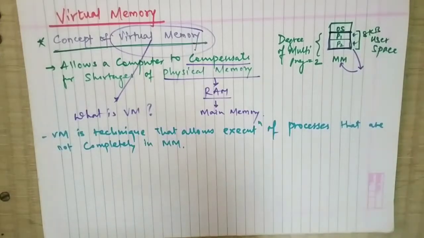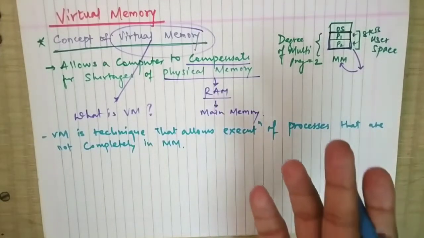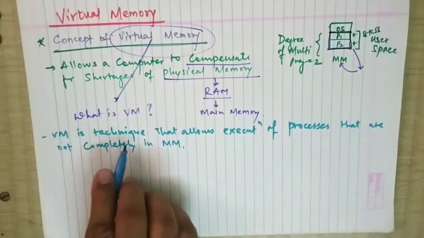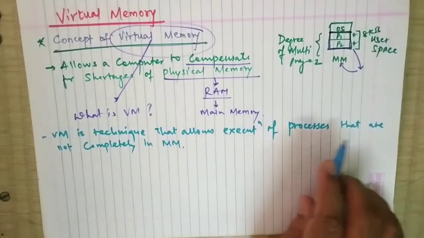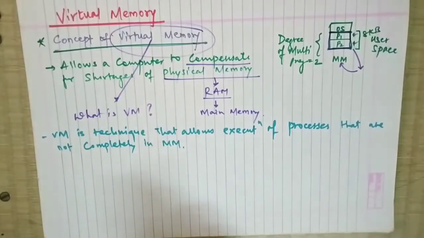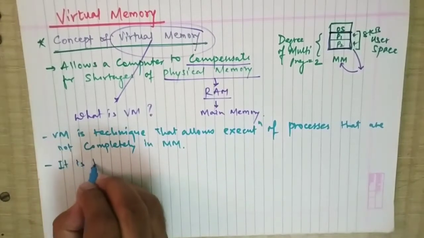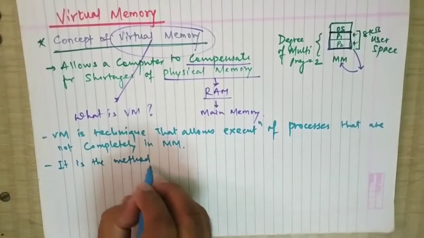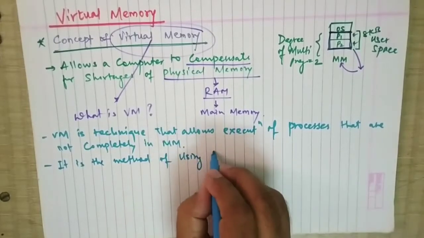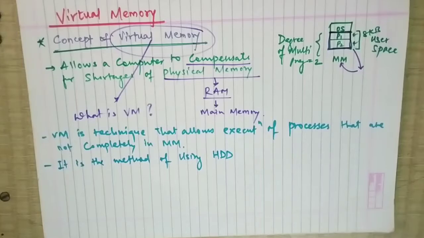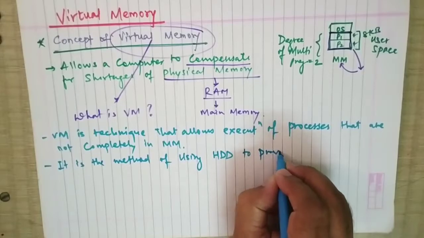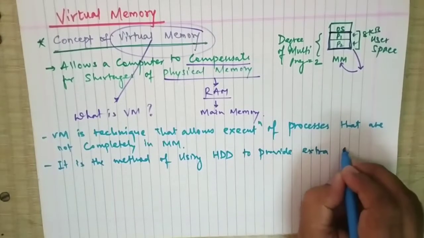Okay, so the part we are going to select is the hard disk as a virtual memory. With this technique we can compensate the shortages. Virtual memory is the technique that allows the execution of processes that are not completely in the memory. It is a method of using your hard disk, your HDD, to provide extra memory.